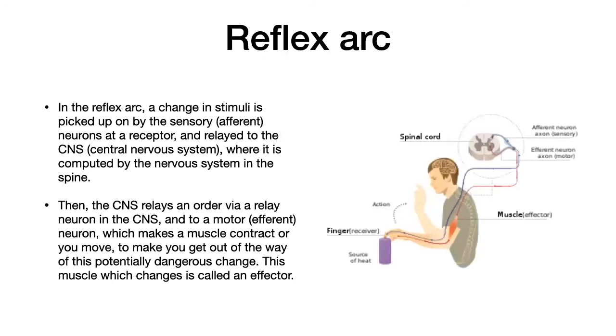So in the reflex arc, it's how reflexes work. That's the mechanism for how something happens, an involuntary action happens, and these are called reflexes. So in the reflex arc, a change in stimuli is picked up on by the sensory or the afferent neurons at a receptor. So as we mentioned, a receptor is the thing that senses the change. So in the picture on the right, there might be a receptor in the person's finger, which is touching the flame at the top of the candle, as you can see in the image here, at the bottom right where it says finger receptor.